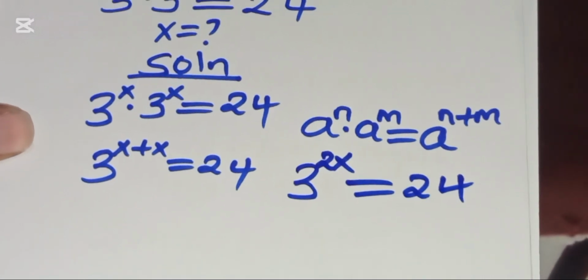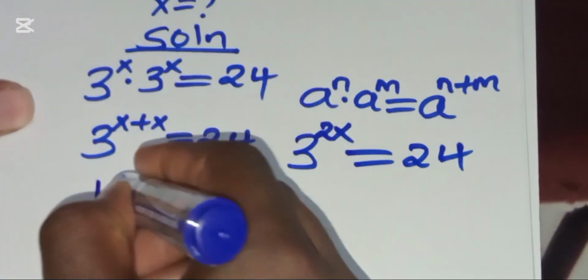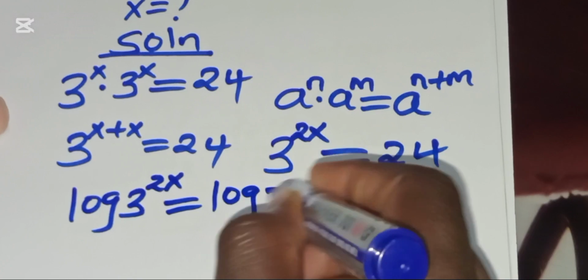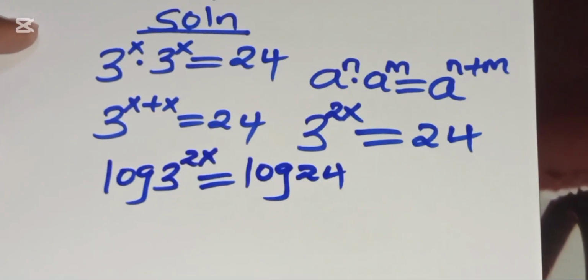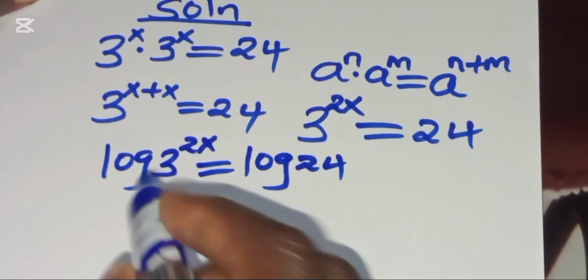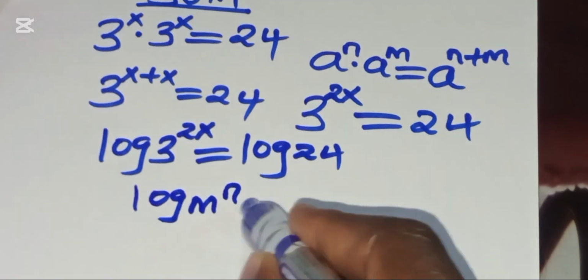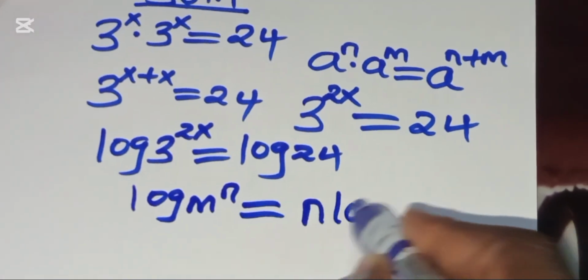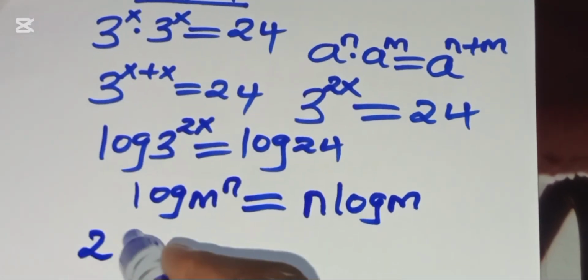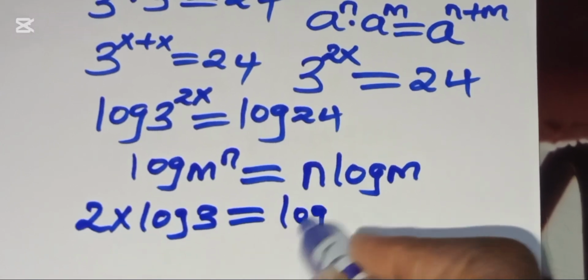Now, for the value of x, we introduce the natural logarithm. So we're going to have log 3 raised to the power 2x, which is equal to log 24. Now, on the left-hand side, log 3 raised to the power 2x is in the form of log m raised to the power n, which you can transform as n log m. So let's apply this property so that we're going to have 2x log 3 equal to log 24.